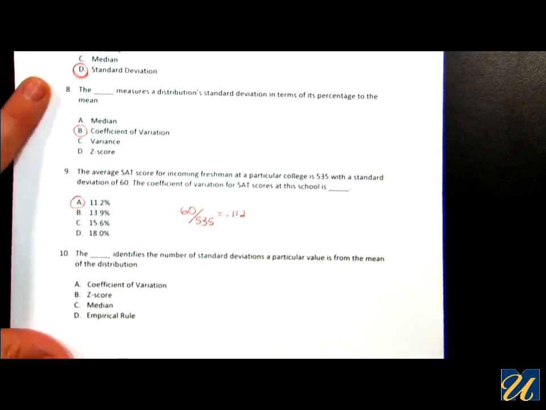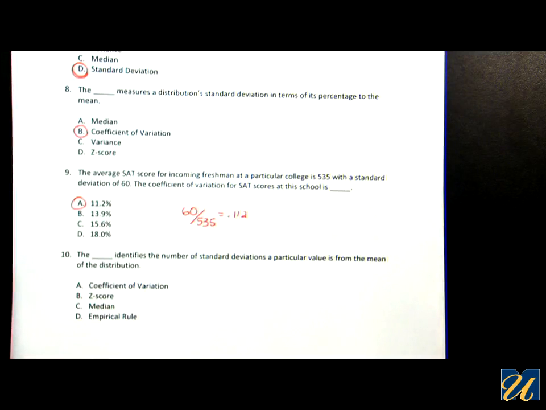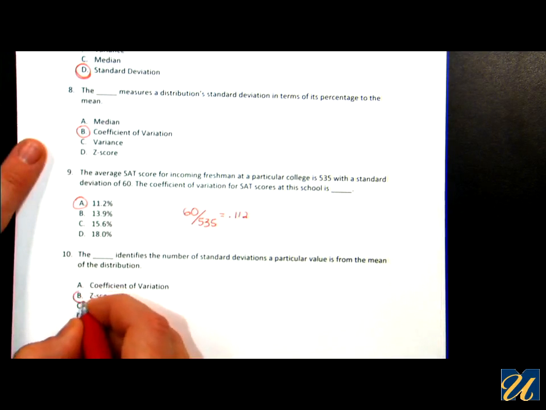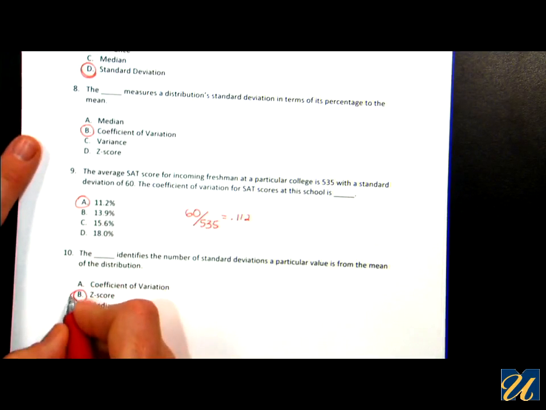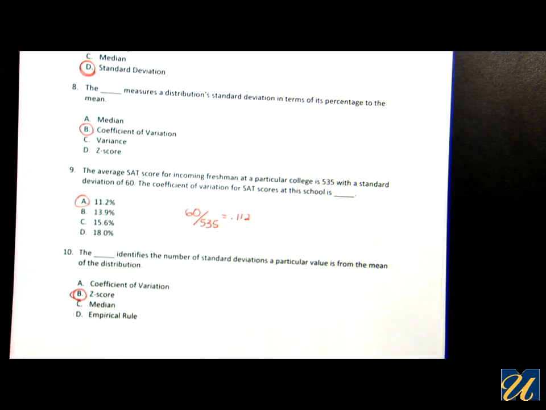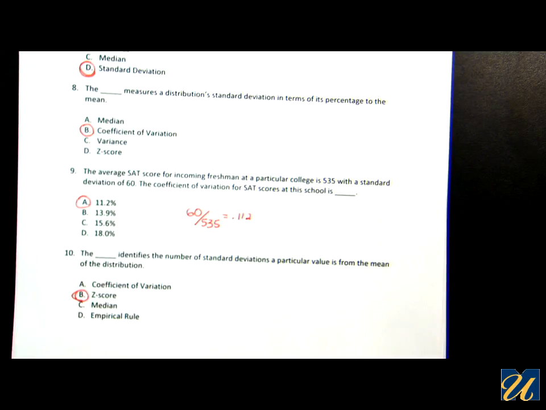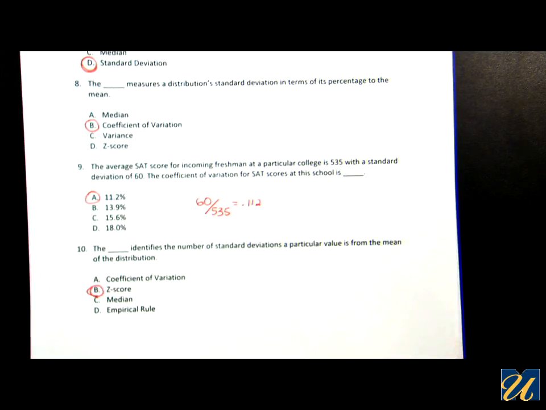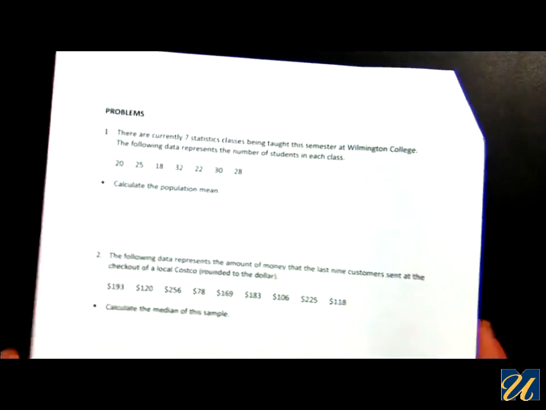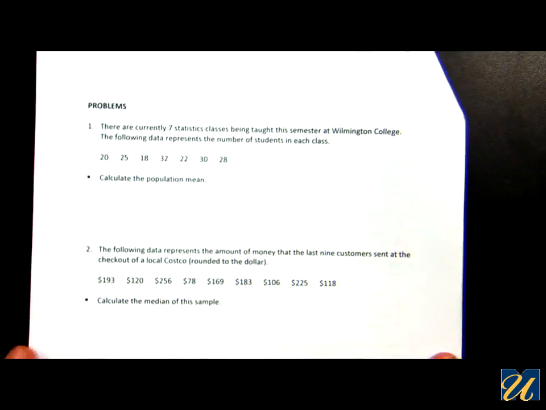which in our case is 11.2%, low variability. The what identifies the number of standard deviations a particular value is from the mean of the distribution? This would be the z-score. The z-score will give you the number of standard deviations a value falls from the mean. Let's look at the problems.